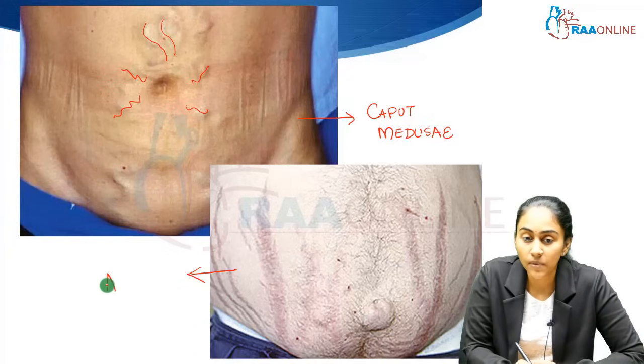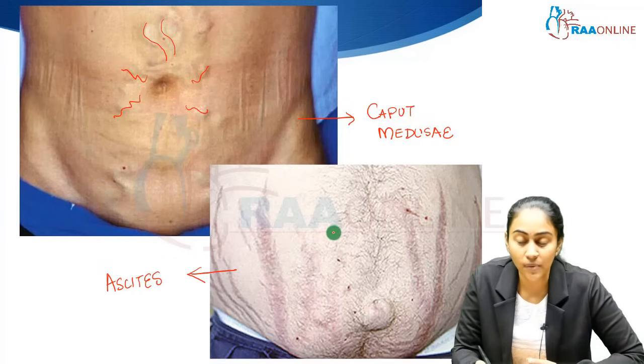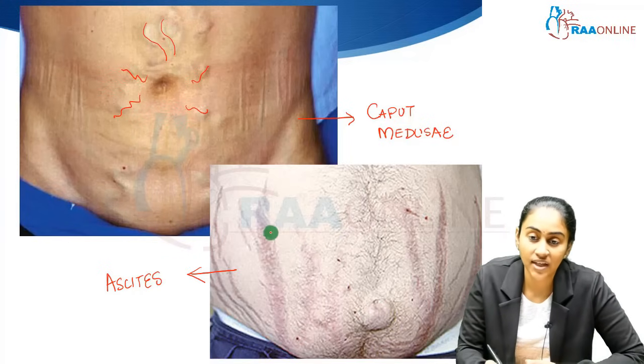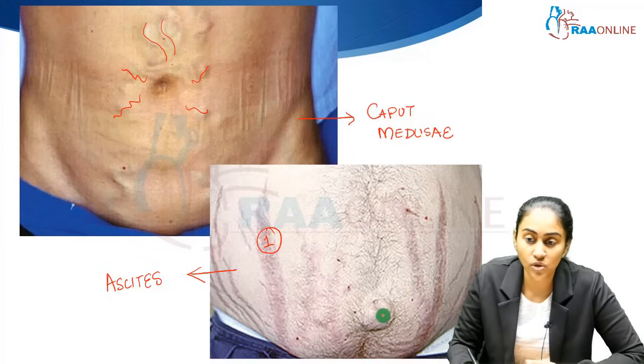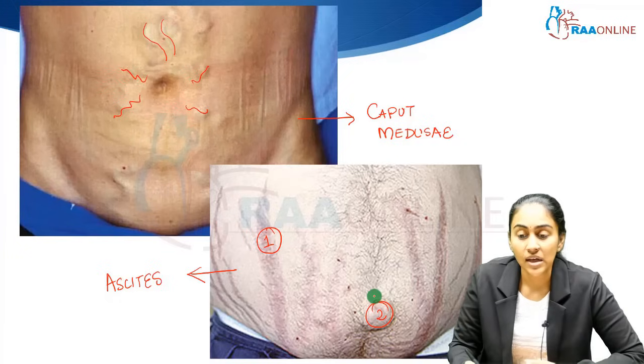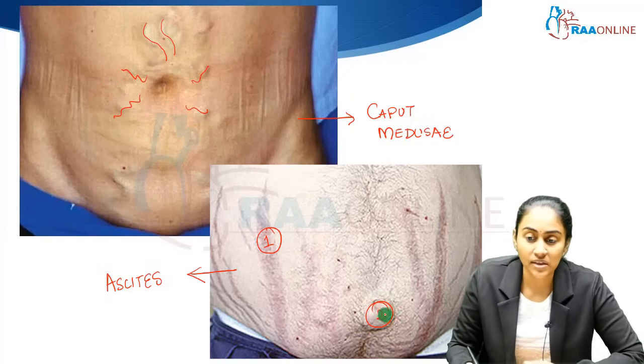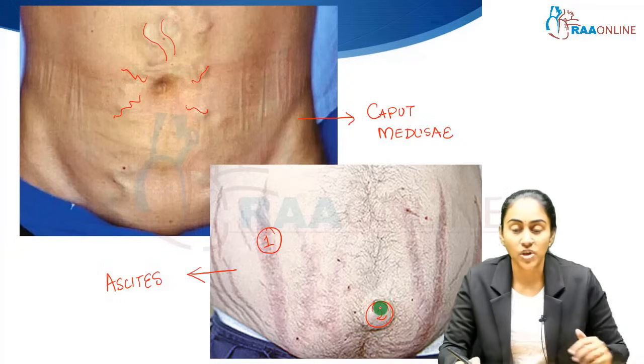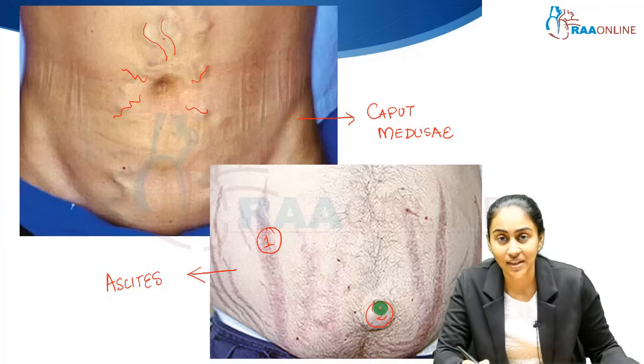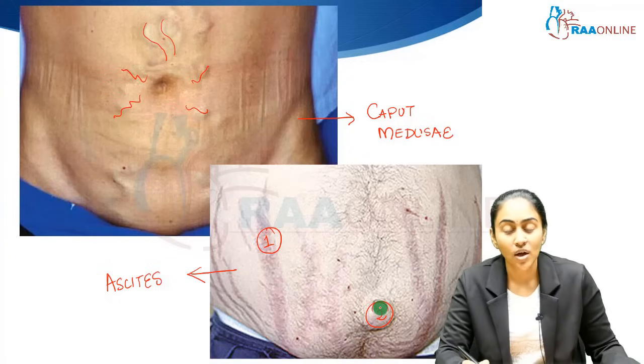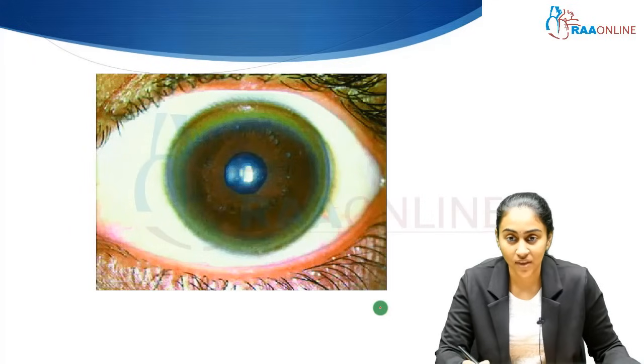Now here you are able to see ascites. From one look you can tell that this patient probably has a long-standing ascites, one because of this striae, two because of this umbilical hernia. Usually the umbilicus is inverted, but here the umbilicus is everted. That tells us that this patient probably has a long-standing ascites. So these are all the various clues towards a patient with chronic liver disease.